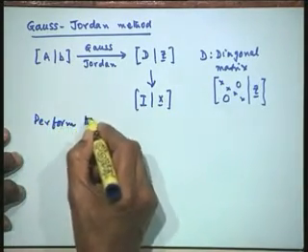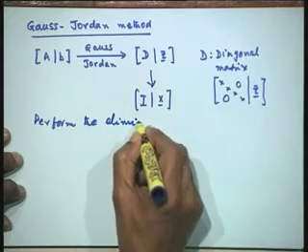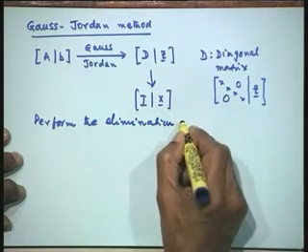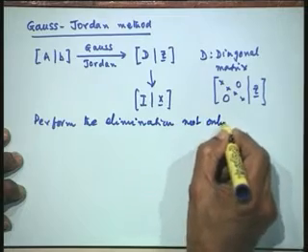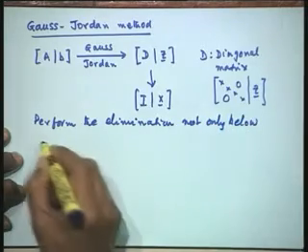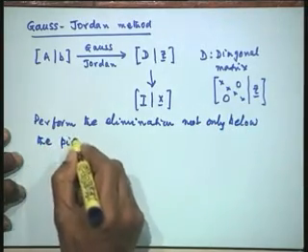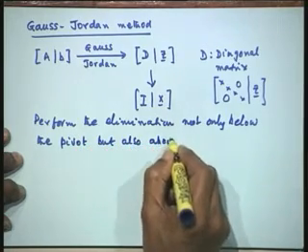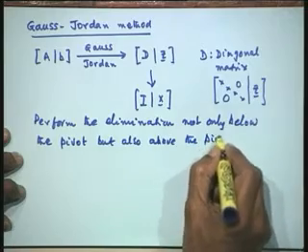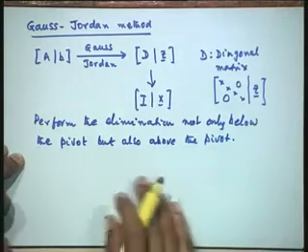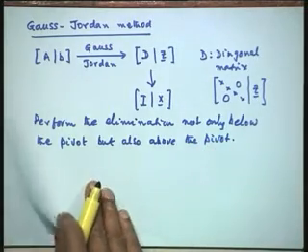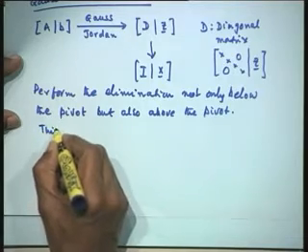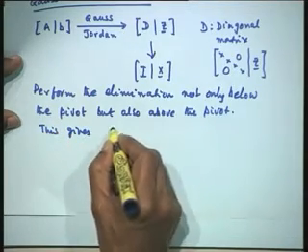elimination not only below the pivot, but also above the pivot. So, we will perform all the eliminations not only below the pivot, but also above the pivot. This gives us D, this gives D Z.